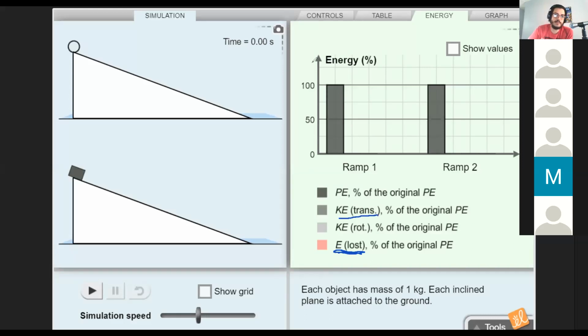Translational kinetic energy, we know all about kinetic energy in the translational sense. That's just 1/2 mv squared. But there's also rotational kinetic energy. Translation is going down the ramp. To get the center of this to go down the ramp, that's translational.